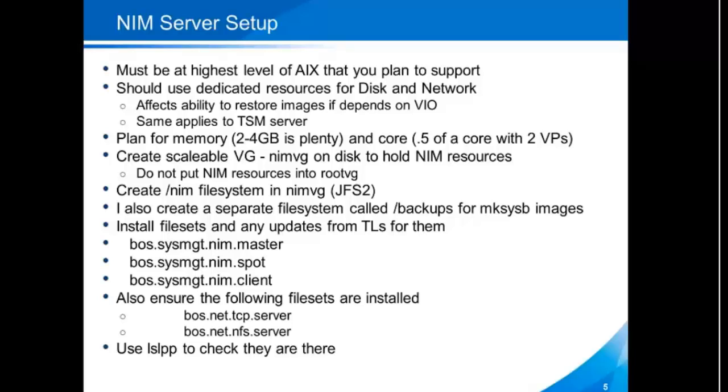All right, the first thing we do now is we install some filesets and any updates from technology levels and service packs for those. Specifically, you're going to install bos.sysmgt.nim.master, .nim.spot, and .nim.client. And those will require that the bos.net.tcp.server and bos.net.nfs.server filesets are installed. So again, you're going to install those and then make sure you apply any technology levels or service packs to those so that they're at the latest version. And of course, as with all software, you can use lslpp to check that those are done.